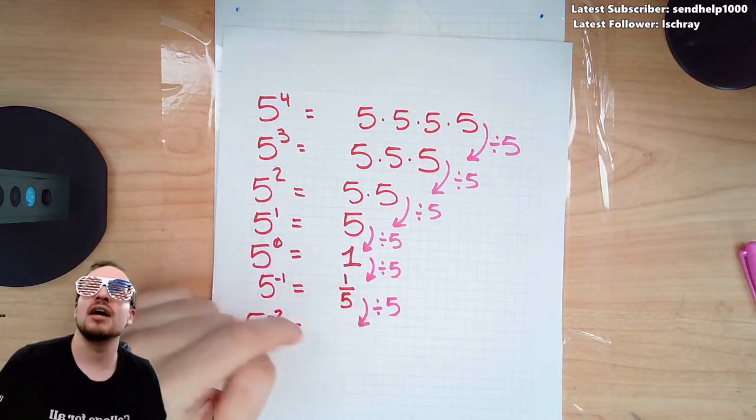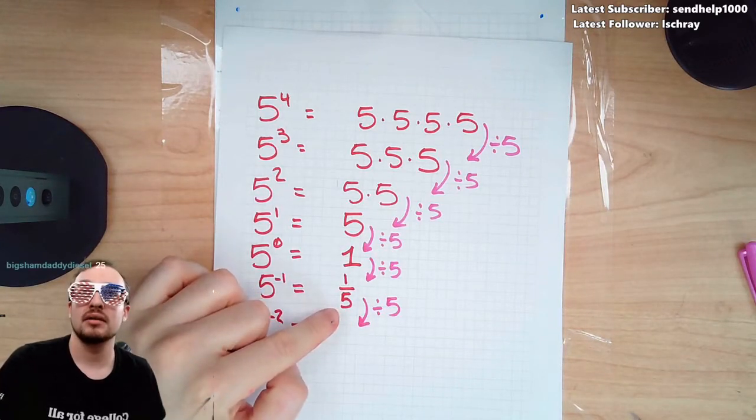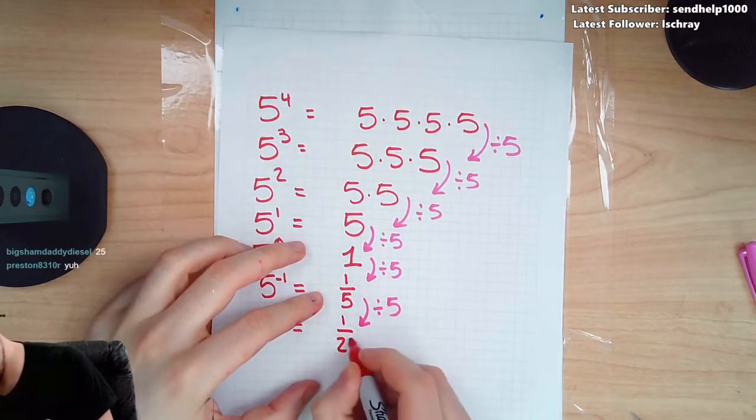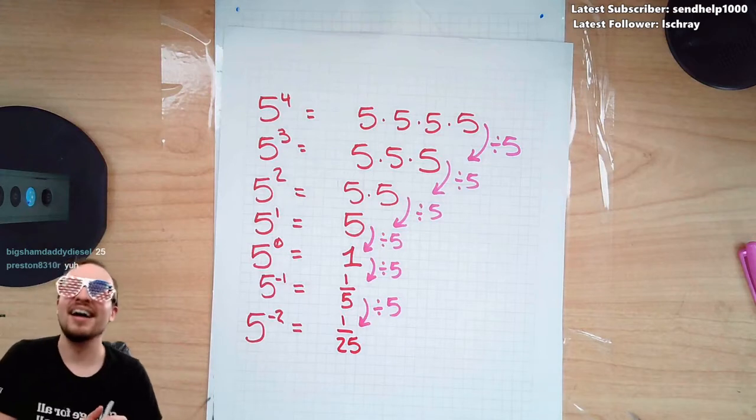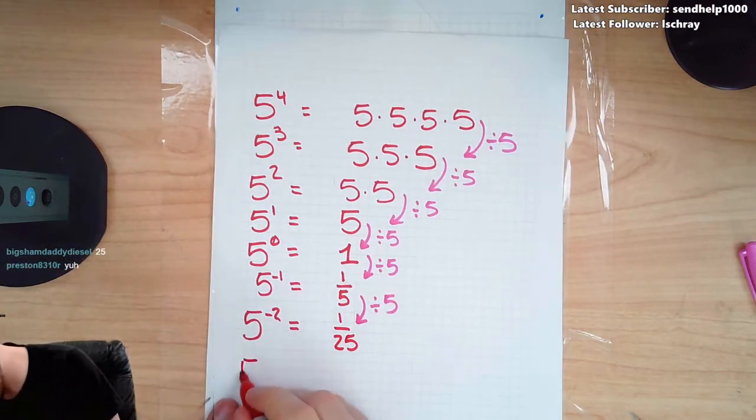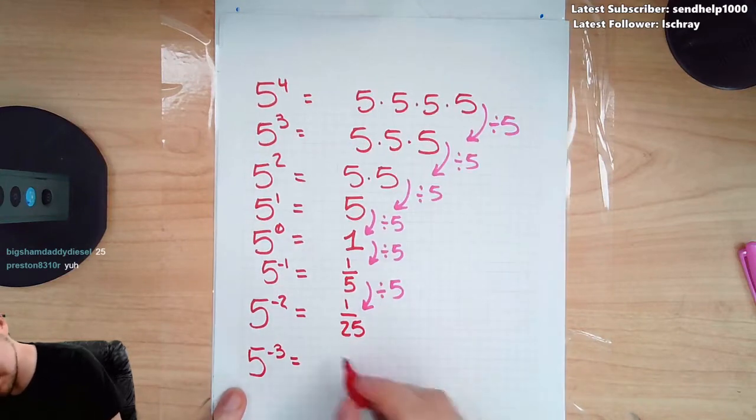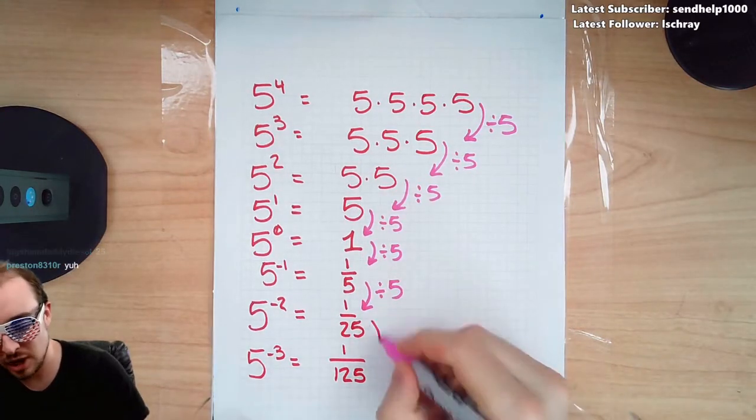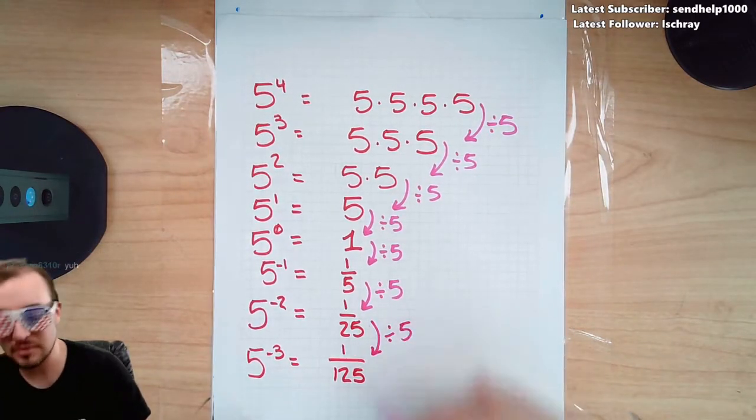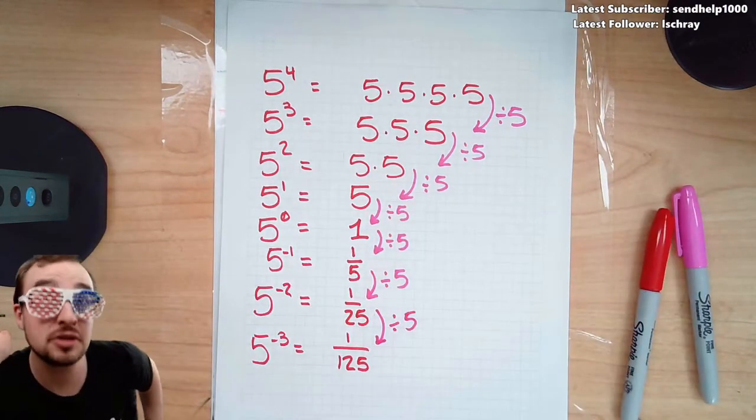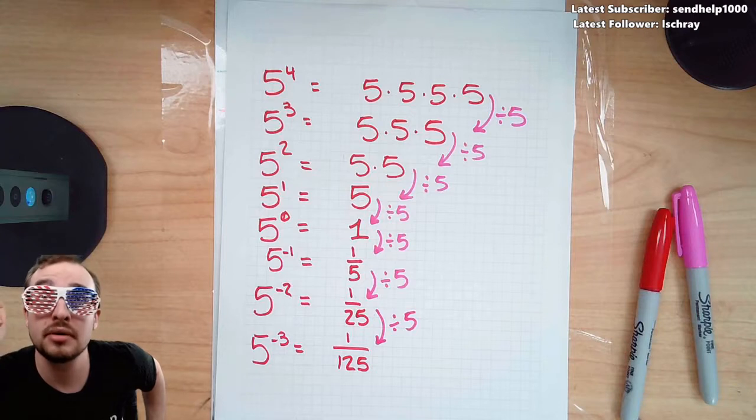A fifth divided by 5 is just multiplying on the bottom: 1 over 25. Which means 5 to the negative third would be 1 over 125, because 25 times 5 is 125. 25 times 4 is 100, right? 25 times 5 is 125. Division is multiplication done on the bottom. You smell what I'm stepping in?